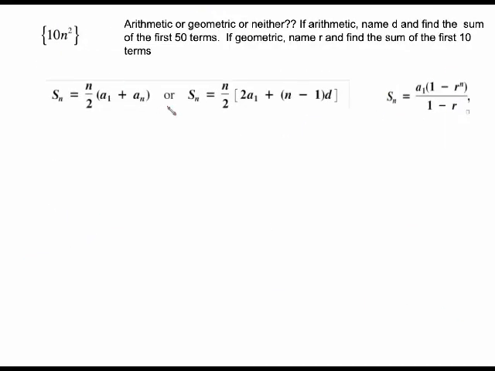Last one, same direction. It says, is it arithmetic or geometric or neither? Well, it's certainly not arithmetic because that's not linear. Forget arithmetic. It's not geometric. Yes, you look at that power, but remember, it has to be a number raised to a power. So it's not geometric, therefore it's neither, and you are finished.